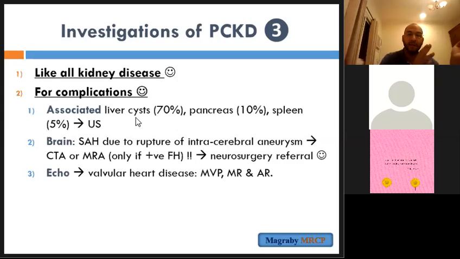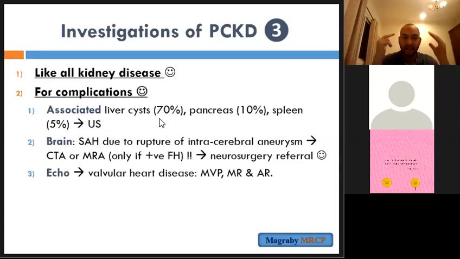You have another disease called autosomal dominant polycystic liver disease. This is another separate disorder. It is not associated with any kidney cyst or any cerebral aneurysm. But polycystic kidney disease can be associated with liver cysts, as we mentioned here, in 70% of the cases. This is the first complication.